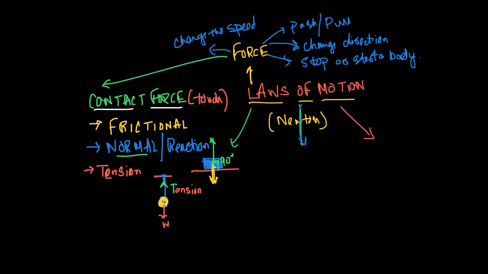This is also a contact force. The string in this example is getting this force because it is in contact with the ball, and the ball is trying to pull it downwards, and the string is pulling it upwards. The force which is pulling upwards is known as the tension force, and the heavier the ball, the more the tension force, because these two forces are balanced. This T is equal to W.